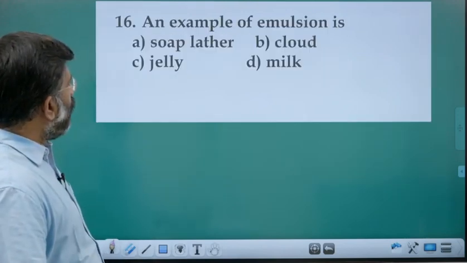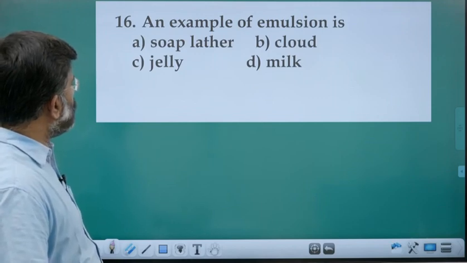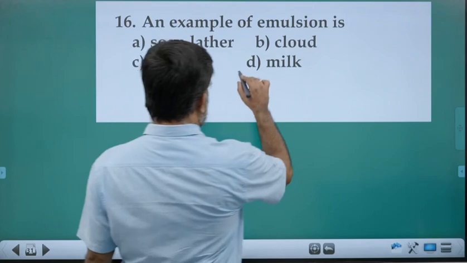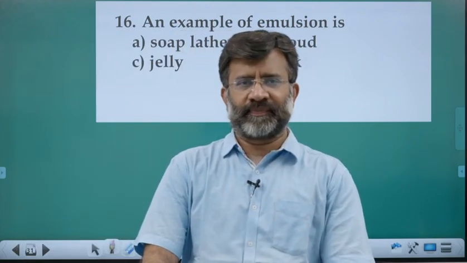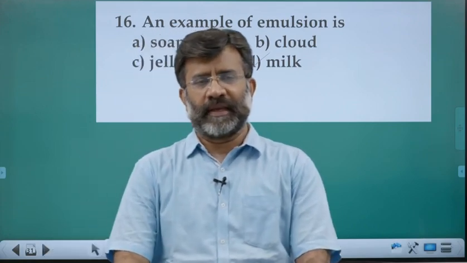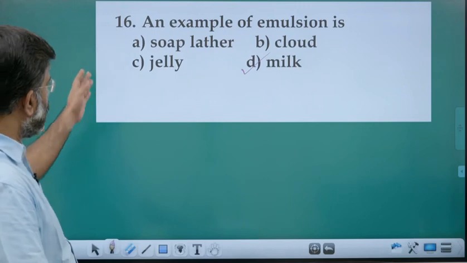An example of an emulsion is milk. Milk is the emulsion. The typical example for an emulsion is milk. Liquid in liquid sol. While the other categories, all of you know.